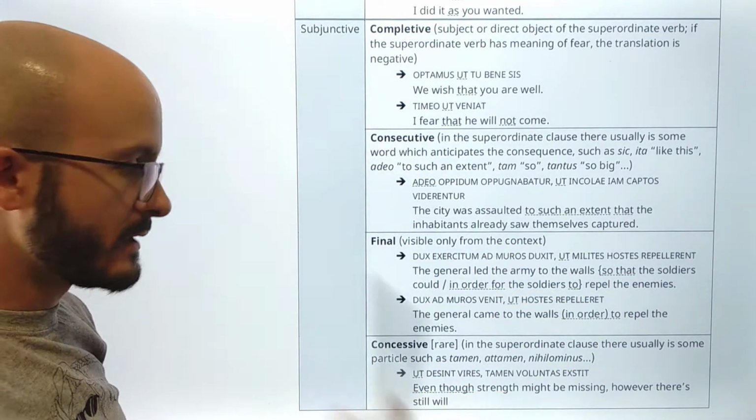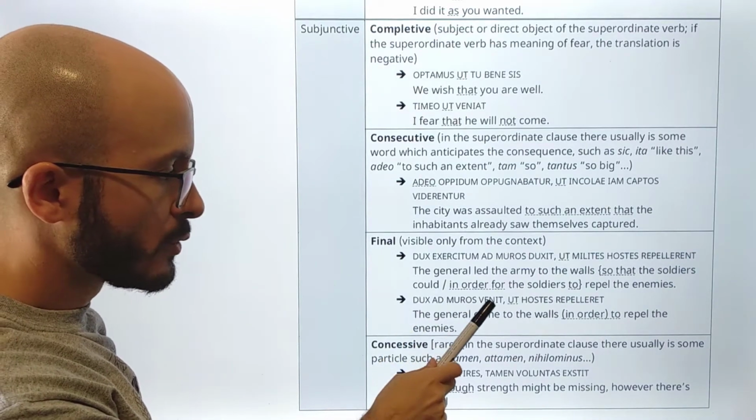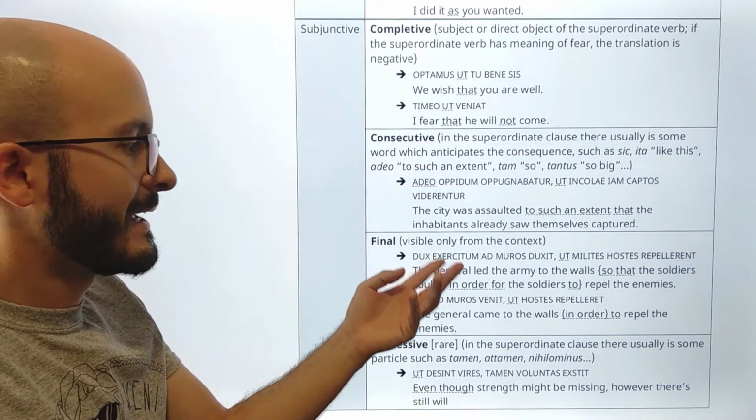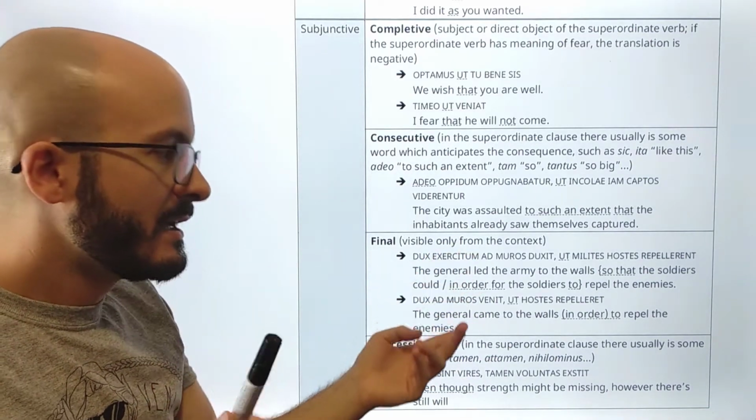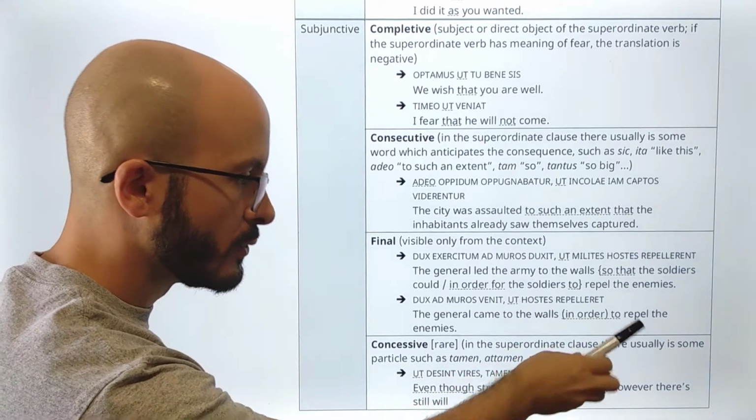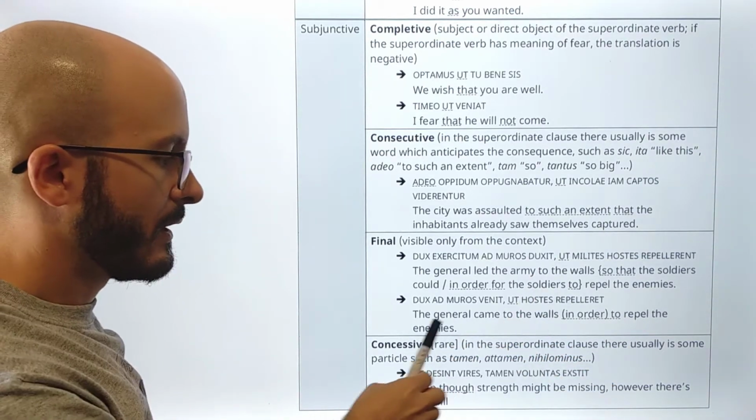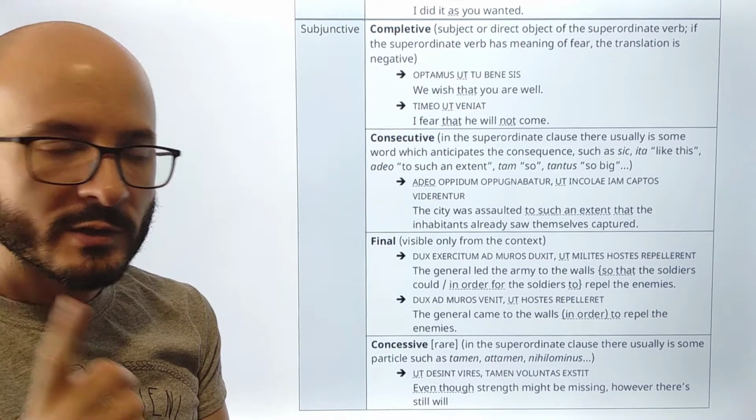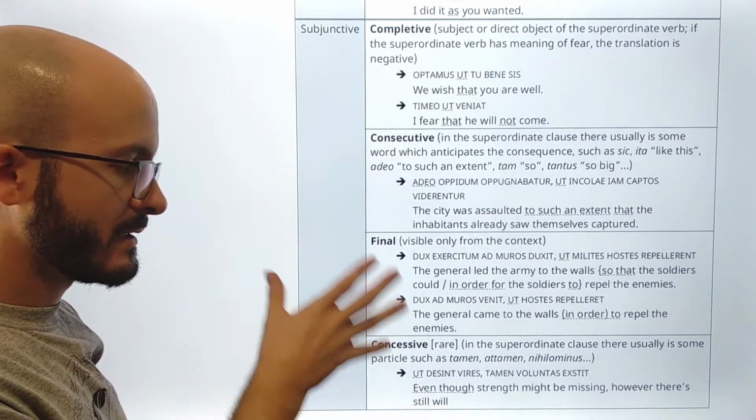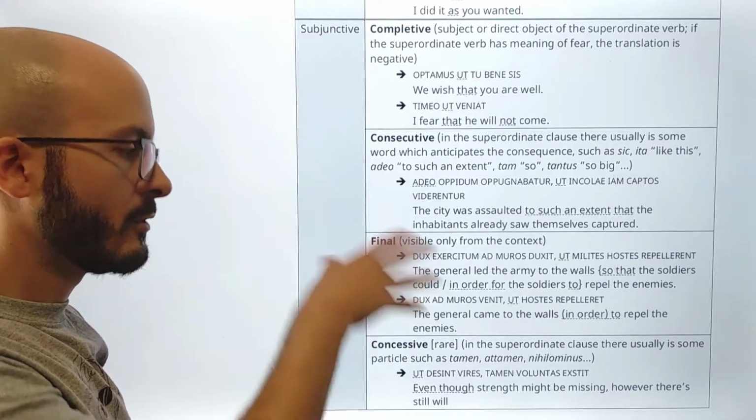And then do notice, dux ad muros venit ut hostes repellere. And you might see, it's almost the same sentence, but there is a difference. The general came to the walls in order to, just like to, repel the enemies. What is the difference? We are going to explain it a bit later, okay? Just as soon as we finish with the table, etc.